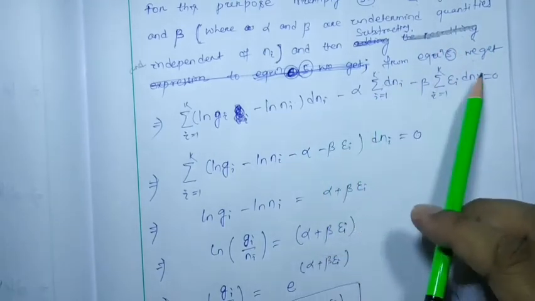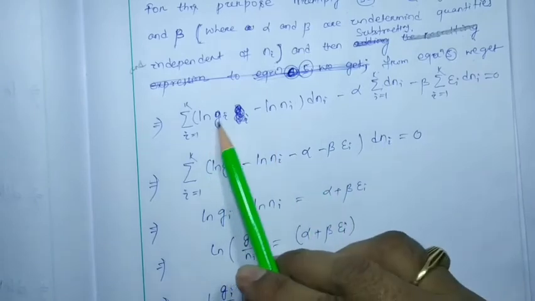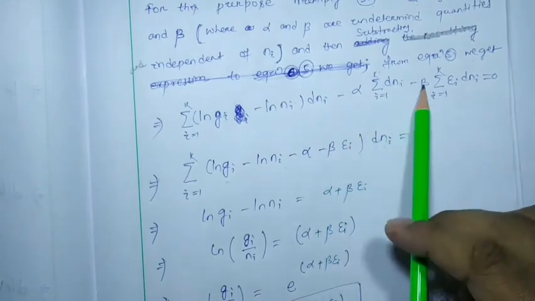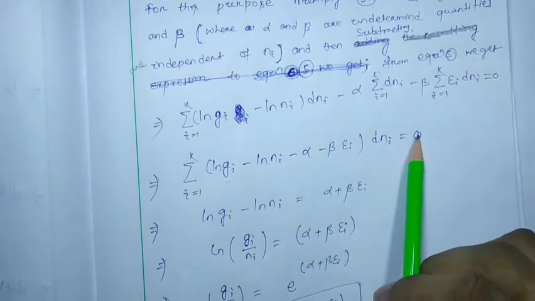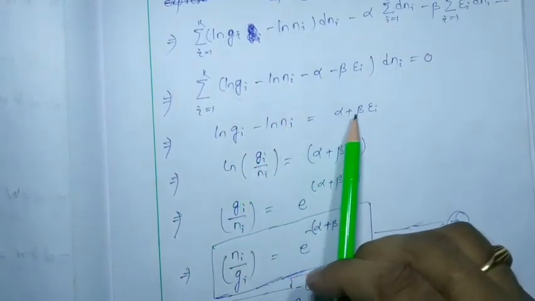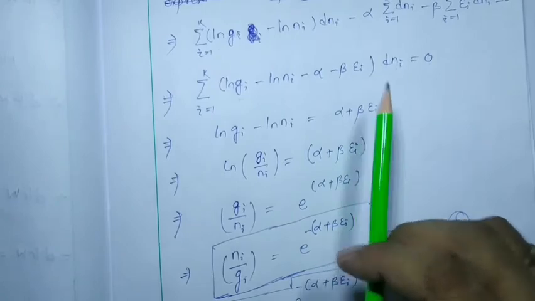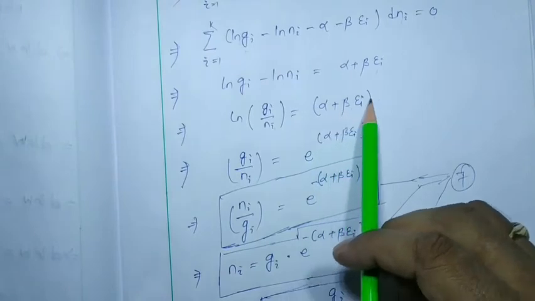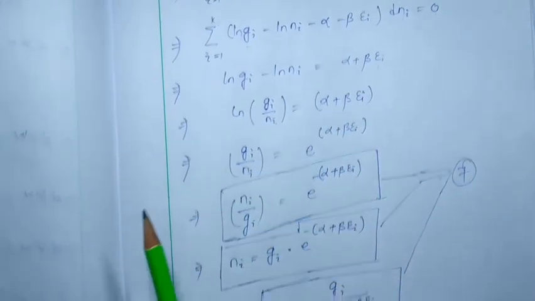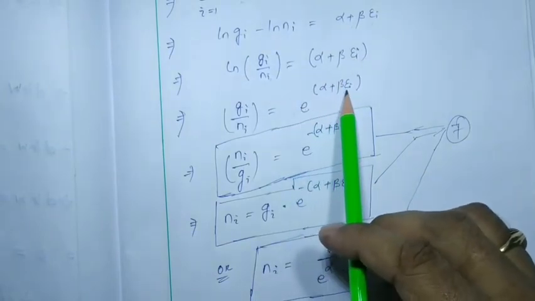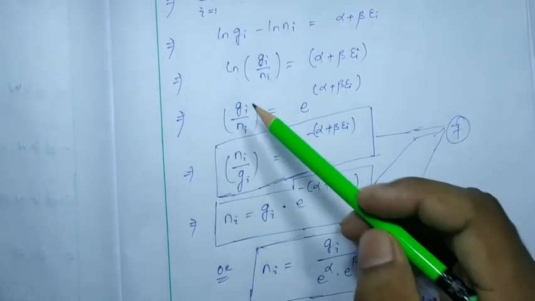So here dni can be taken outside. It will be ln gi minus ln ni minus alpha minus beta epsilon i, dni equal to 0. That implies ln gi minus ln ni equal to alpha plus beta epsilon i, or ln (gi by ni) equal to alpha plus beta epsilon i. So gi by ni equal to, here ln means this side will be exponential, e to the power alpha plus beta epsilon i.